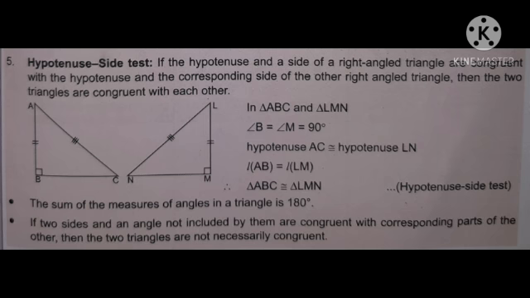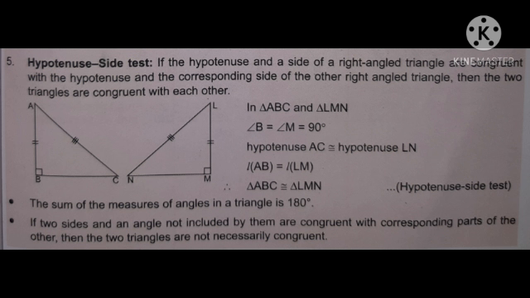Point 5, hypotenuse side test. If the hypotenuse and a side of a right angled triangle are congruent with the hypotenuse and the corresponding side of the other right angled triangle, then the two triangles are congruent with each other.